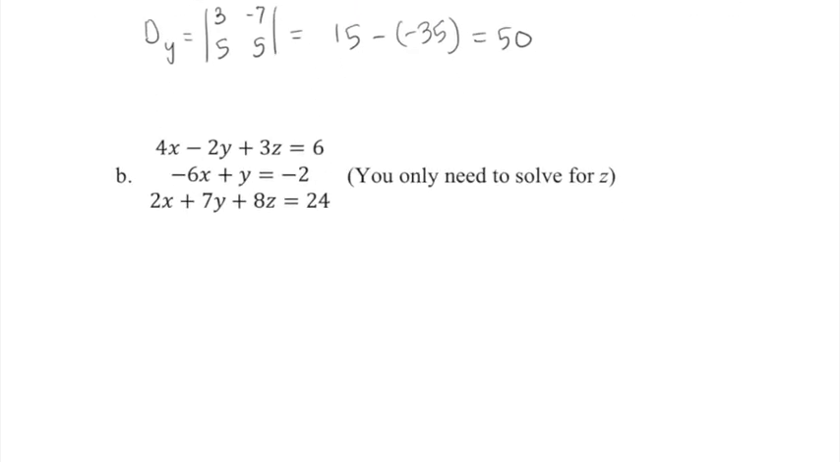For part B, we're going to do Cramer's rule again. Simplified version though, because we only need to solve for the z variable and not all three of them. So for Cramer's rule, z is equal to determinant d sub z divided by the determinant d. So the determinant d is just going to be the coefficients.